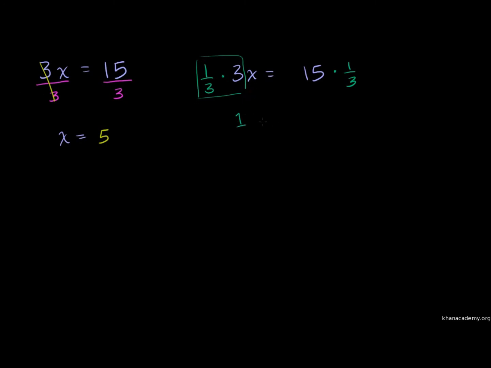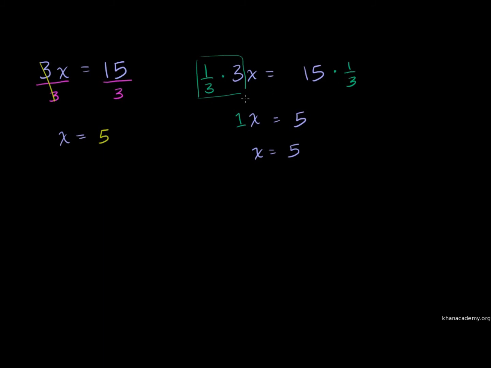1x is equal to 15 times 1/3 is equal to 5. And 1 times x is the same thing as just x. So this is the same thing as x is equal to 5. And these are actually equivalent ways of doing it. If you divide both sides by 3, that is equivalent to multiplying both sides of the equation by 1/3.